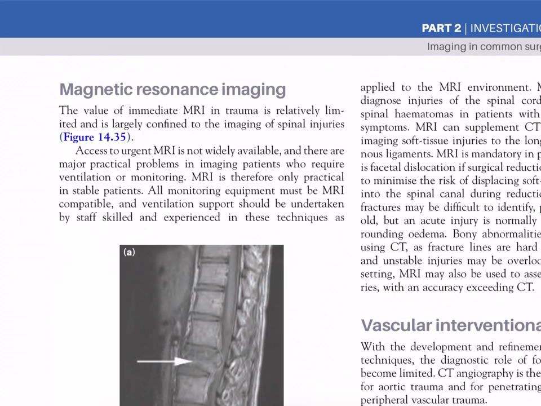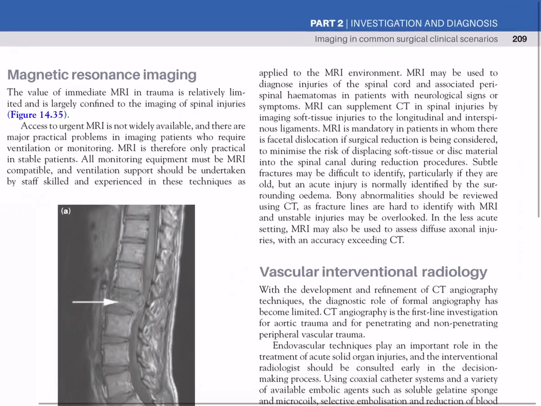MRI. The value of immediate MRI in trauma is relatively limited and is largely confined to the imaging of spinal injuries. Access to urgent MRI is not widely available, and there are major practical problems in imaging patients who require ventilation or monitoring. MRI is therefore only practical in stable patients. All monitoring equipment must be MRI compatible, and ventilation support should be undertaken by staff skilled and experienced in these techniques as applied to the MRI environment.